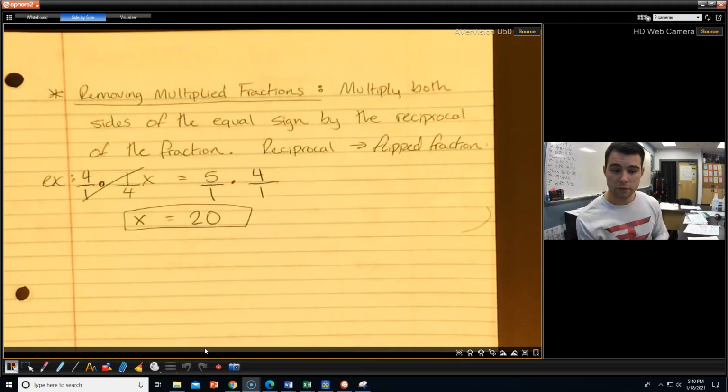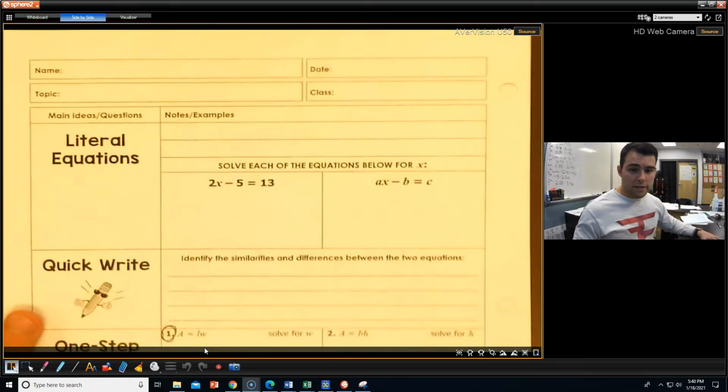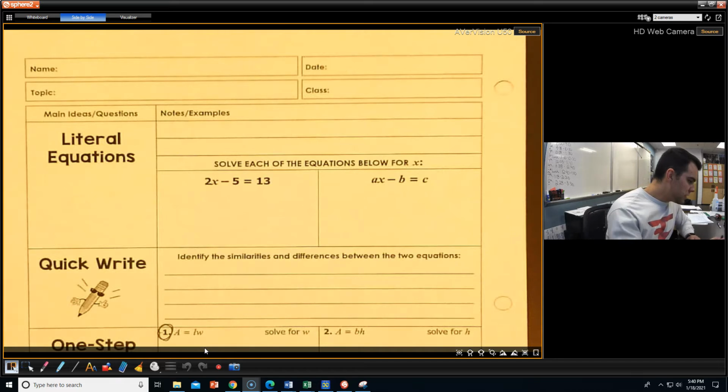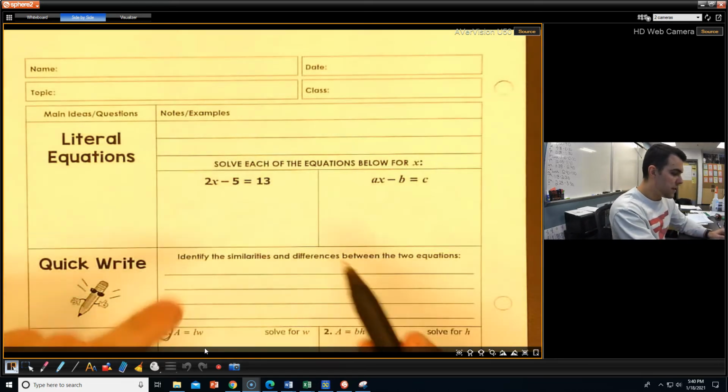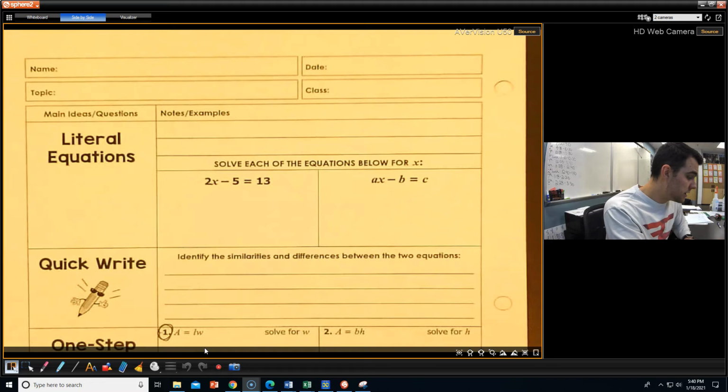All right, now let's shift gears. Let's actually look at some literal equations, now that we have some of the fundamentals down with your notes. So we have these two equations right off the start. They actually look very similar to each other. To solve these, let's use reverse PEMDAS.